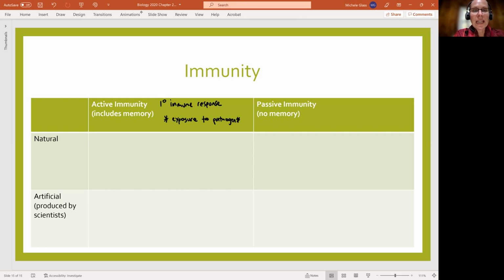In the case of the natural active immunity, that's everything that we studied. So this is actually, you're getting the infection, you're getting sick, you're risking tissue, organ damage. So here's the thing. Sometimes being sick is no big deal. You just feel bad.